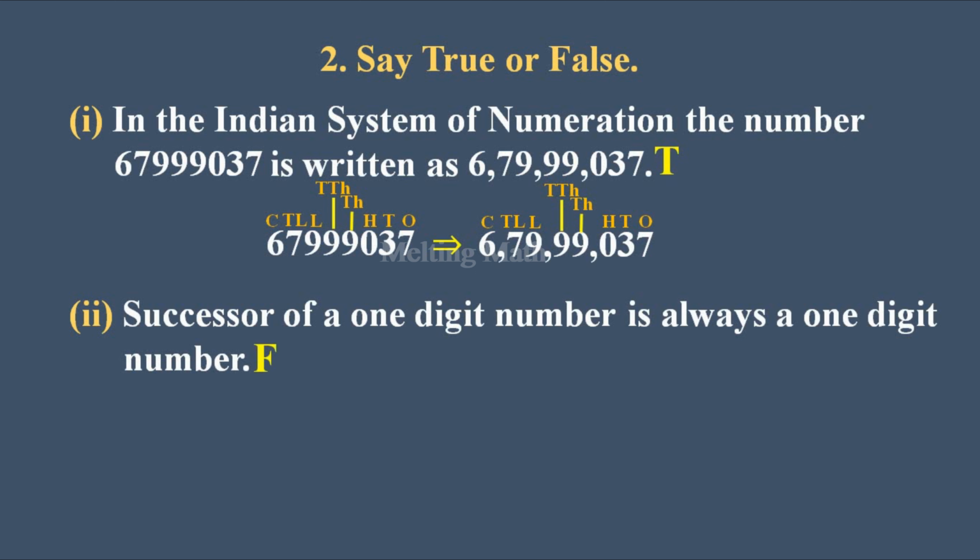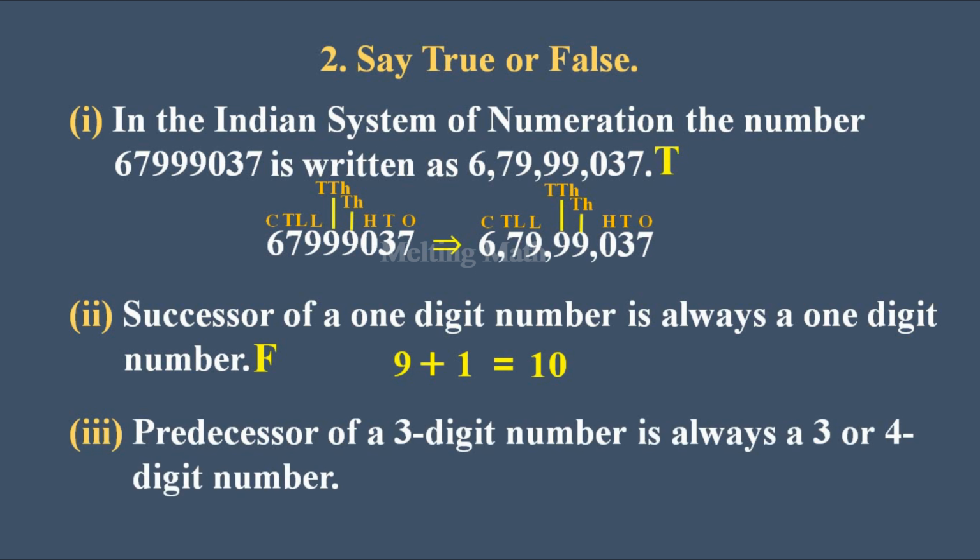Definitely it is false. I'll give you one example. Successor of 9 is 10. Okay, just observe here. The successor of 9 is 10. So the successor of a one digit number can be a two digit number, but in the question they are saying the successor of a one digit number is always a one digit number, so the statement is false. Okay, so next is the third one.